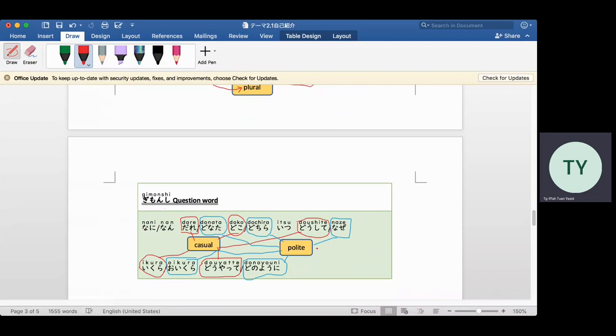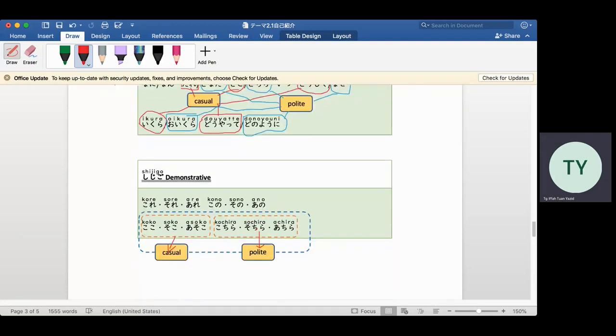Doyatte ikimasu ka? How to go. Doyatte. It's not how are you? No, not that how. This is more on the method. How, more on the method. Macam mana buat. Doyatte. So doyatte is casual, donoyouni is polite.